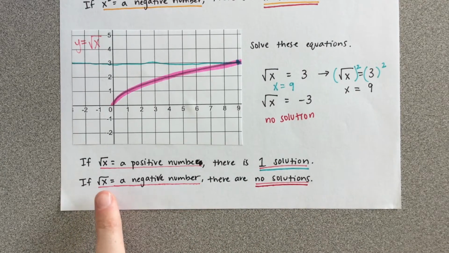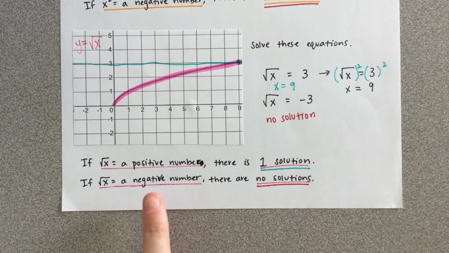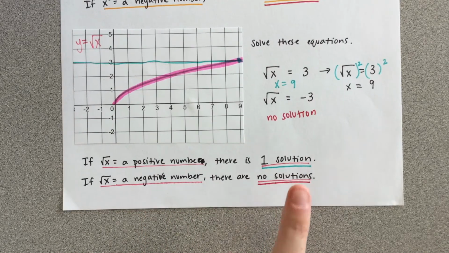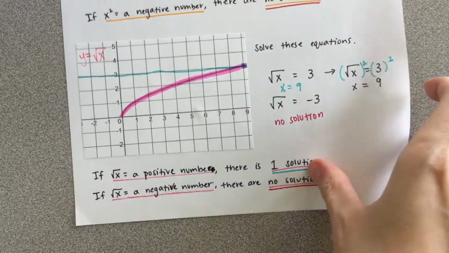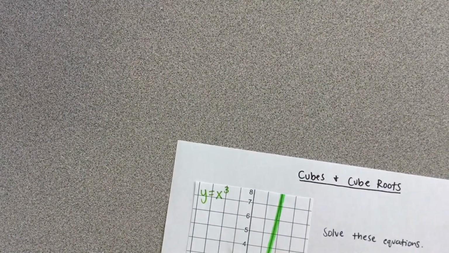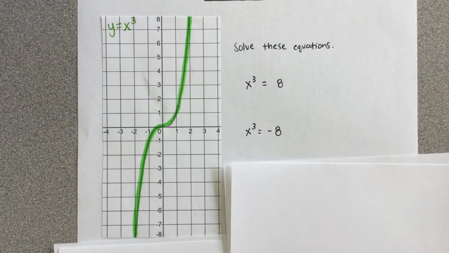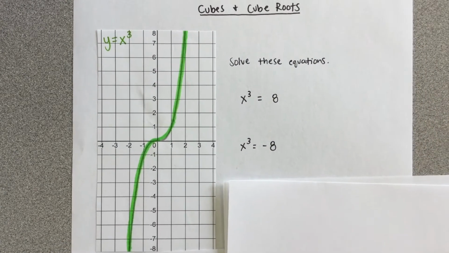If the square root of x is equal to any negative number, then there are no solutions to that equation. So let's look next at cubes and cube root functions. So we'll start with the function y equals x cubed, or x to the third power, and we'll solve these two equations using the graph.